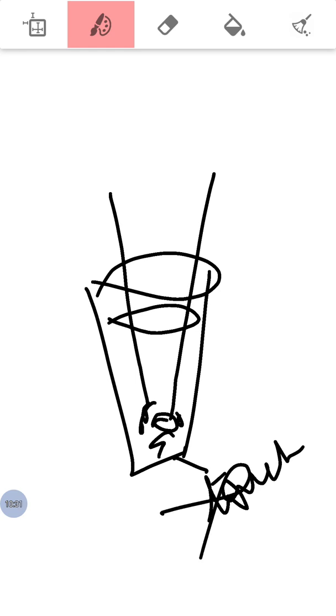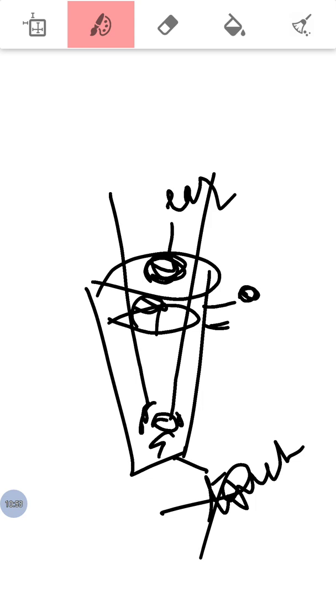Try striking the katori with a spoon, and just place your ear somewhere here. Suppose this is your ear. You don't have to dip it inside till here, no need. Just keep your ear here, or suppose this is the water level, just bring it till here maximum. Don't touch it with water.